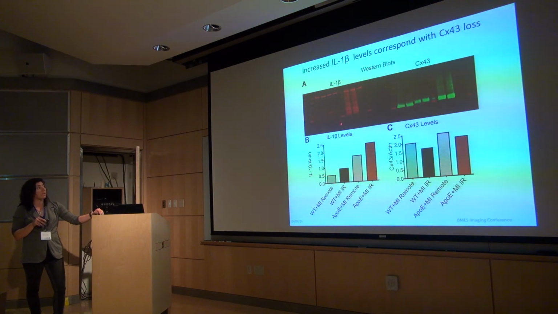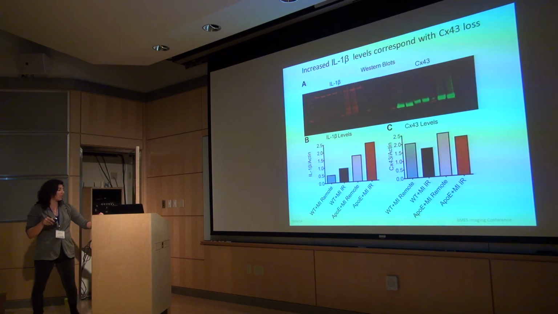So in this, we can see here that in the ApoE animals, you'll see elevated levels of interleukin-1 beta. Here, in looking at connexin 43, you'll see a decrease and a shift, which we think is because connexin is being hyperphosphorylated in the inflammatory models. But if you really want to know more about that, you can ask me about that later. So we see a nice trend here with increasing expression of interleukin-1 beta and decreased connexin levels in the infarct region versus the remote regions.